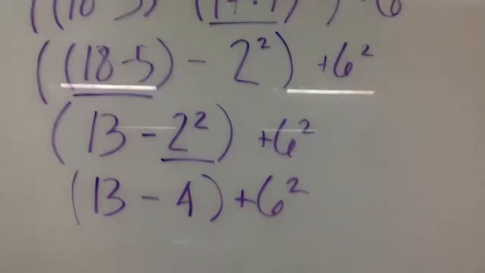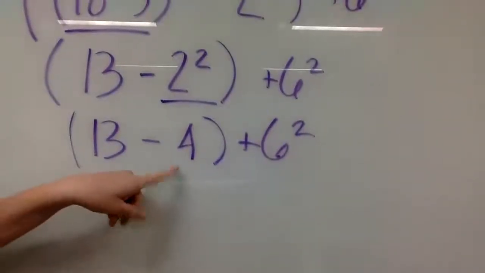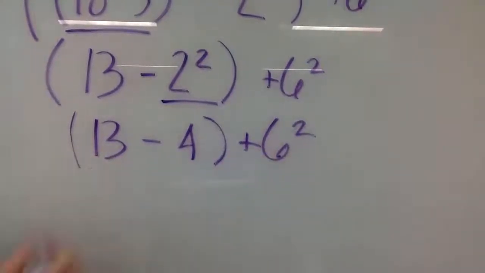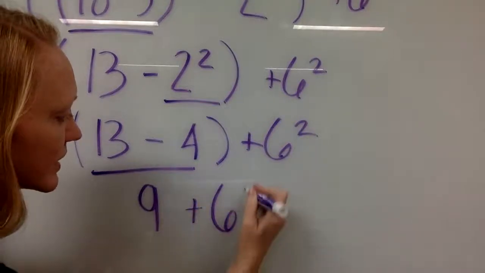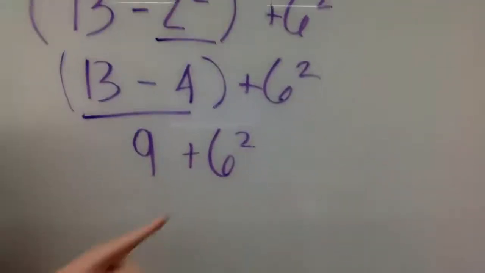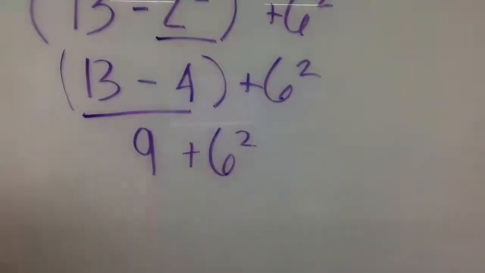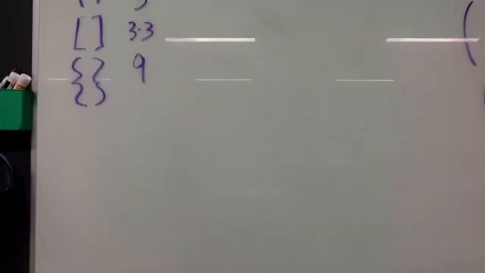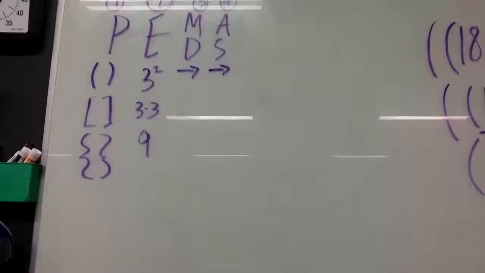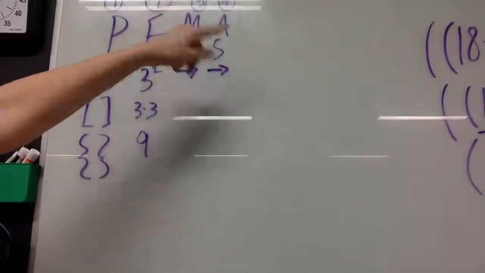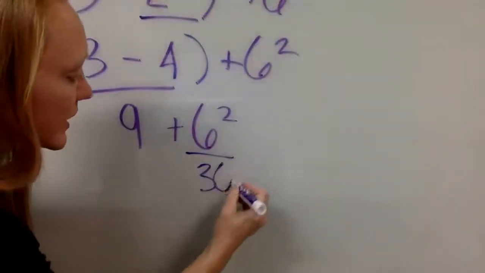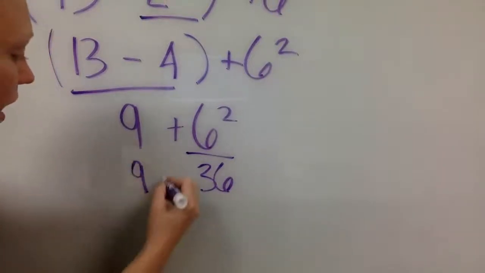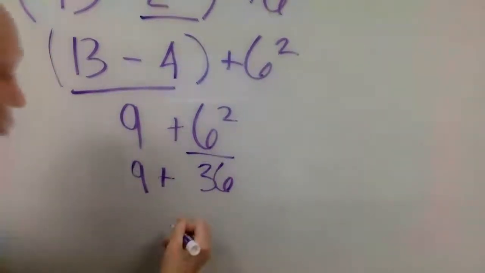We're still doing parentheses. Parentheses come before exponents. 13 minus 4 is 9, plus 6 squared. Should I add first or do exponents? Exponents come before adding. Exponents are 2 whole steps before adding. So back over here, 6 squared, or 6 times 6, is 36. Now we have 9 plus 36, so what is that, 45?